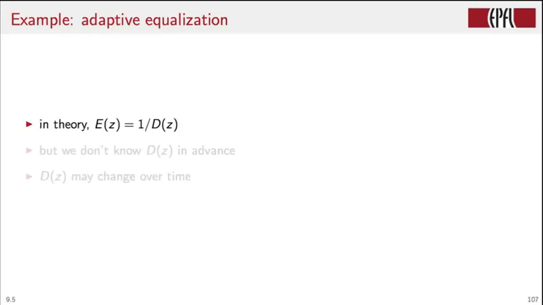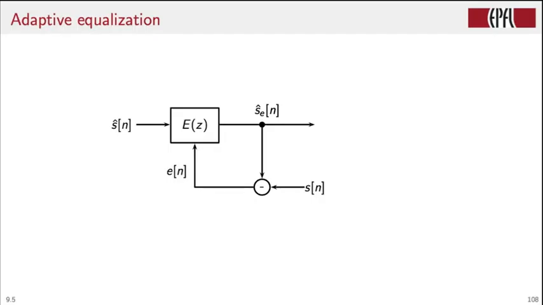How do we do that? In theory, it would be enough to pick a transfer function for the filter E, which is just the reciprocal of the equivalent transfer function of the channel. But the problem is that we don't know the transfer function of the channel in advance, because each time we transmit data over the channel, this transfer function may change. And also, even while we're transmitting data, the transfer function might change because it is a physical system that might be subject to drifts and modifications. So what do we do? We need to use adaptive equalization.